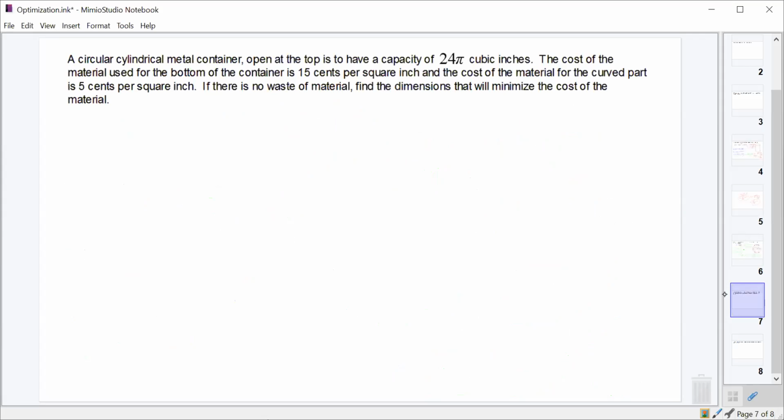So let's take a look at this one. Again, this is another cylinder. And this cylinder is going to be open at the top, and we're talking about costs for making the cylinder. We want to know a minimum cost.